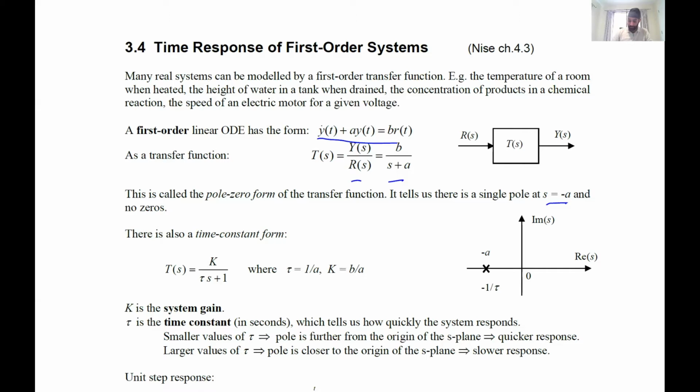In nature, first order transfer functions happen whenever your system response is not oscillatory. So, for example, if you think about the response of a thermocouple or a thermometer, the level of mercury increases and then reaches a certain steady state value. So that is a typical first order system response.